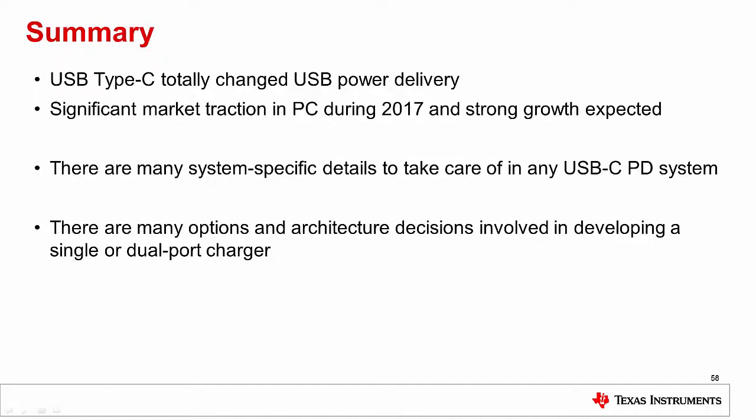We also covered a lot of specific system details that need to be taken care of if you're looking at a USB Type-C PD system. Hopefully that'll give you some idea on where to start as you look at your system. And also, we talked about a lot of the options and architectures that are available for chargers. That just gives you a flavor of the possibilities that are out there.